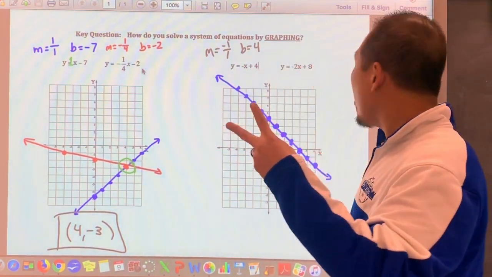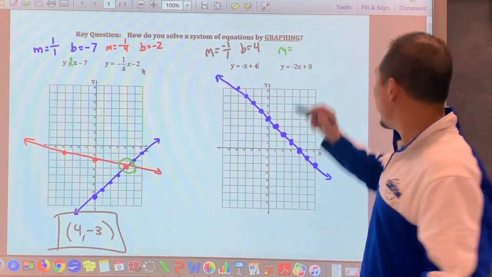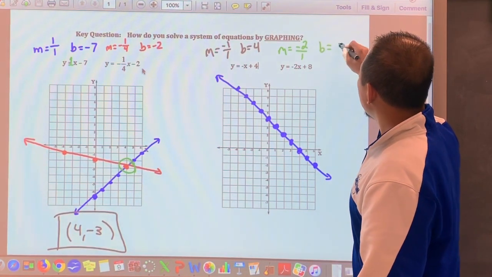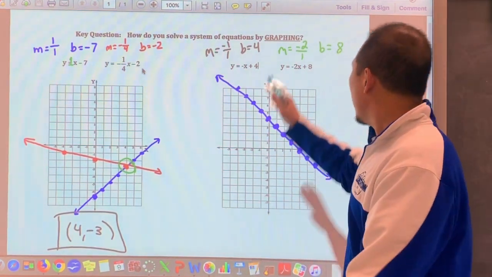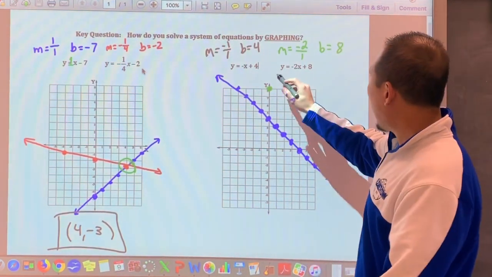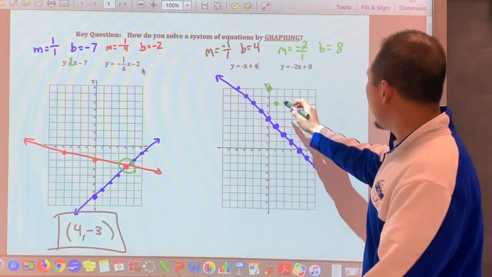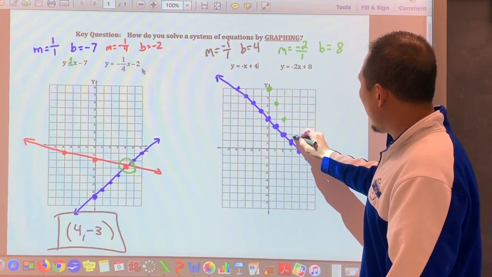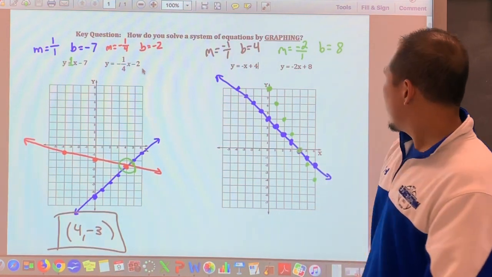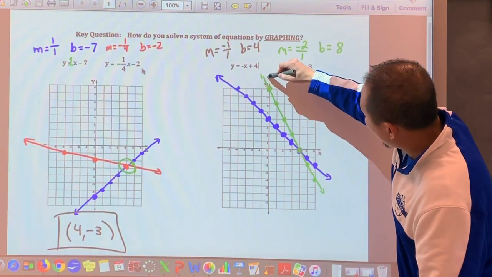Let's look at number 2. Number 2, the m is negative 2, but remember it's negative 2 over 1, and our b is positive 8. So let's start here at positive 8 and follow our slope down 2, because it's negative, and over 1. Continue the pattern, down 2 over 1, down 2 over 1, down 2 over 1. Let's do it one more time. And let's connect all the dots with our straight edge and draw arrows at the end.